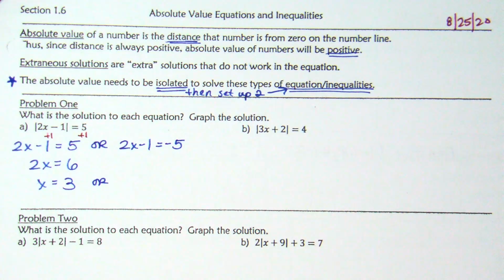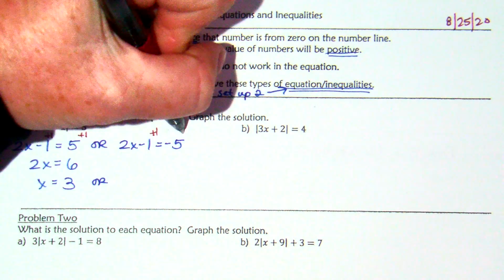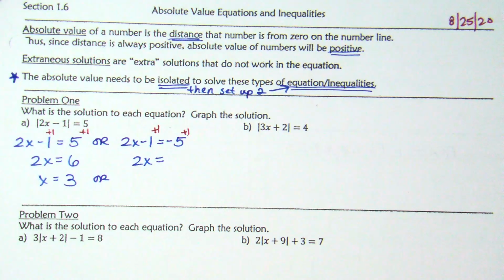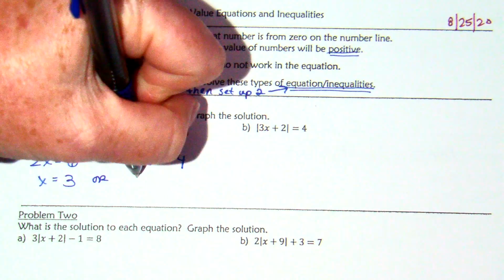2x minus 1 equals negative 5. Again, we need to add 1. Minus 1 plus 1 cancels. 2x equals, what's negative 5 plus 1? Negative 4. How do I get x by itself? Divide by 2 and x equals negative 2.